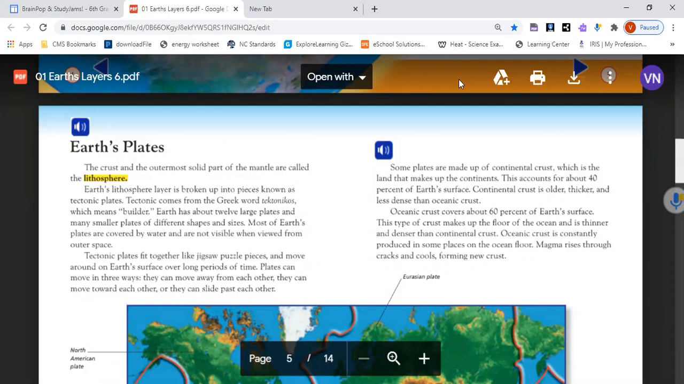The crust and the outermost solid part of the mantle. So the crust and the outermost solid part of the mantle is called the lithosphere.